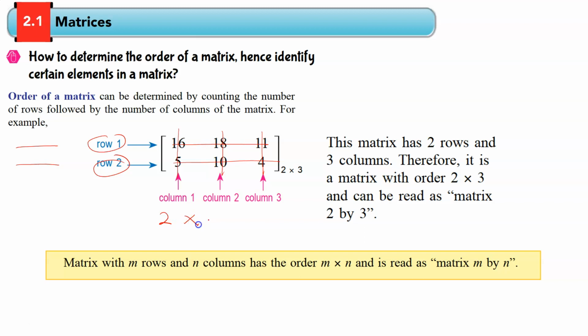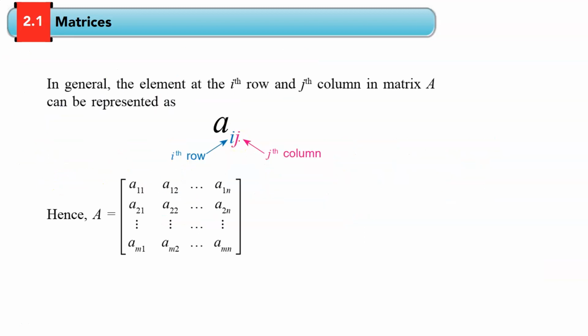So, kita kata 2 by 3 matrix. So, this matrix has 2 rows and 3 columns. Therefore, it is a matrix with order 2 by 3 and can be read as matrix 2 by 3. Nak tulis 2 darab 3. Tapi bila kita sebut 2 by 3. So, matrix with m rows and n columns has the order m times n and is read as matrix m by n. So, cuma yang penting awak kena ingat kita akan tengok horizontal dulu baru tengok vertical. Kes ni. So, kita tengok soalan seterusnya.